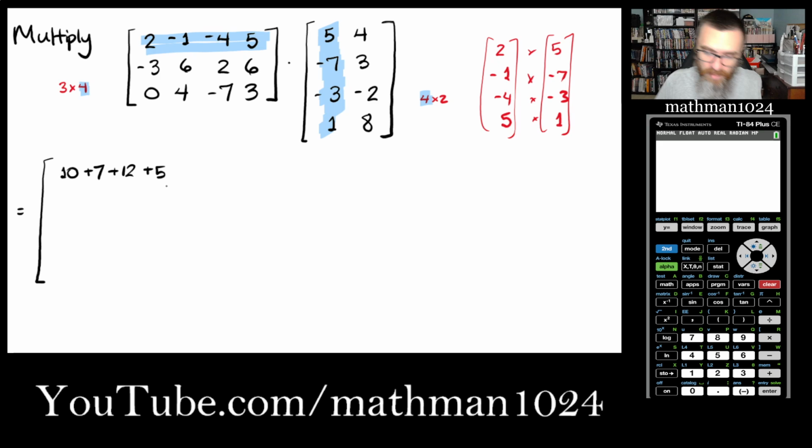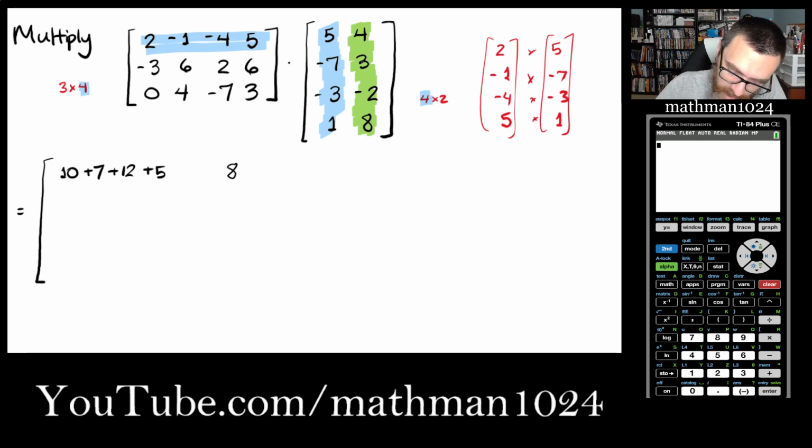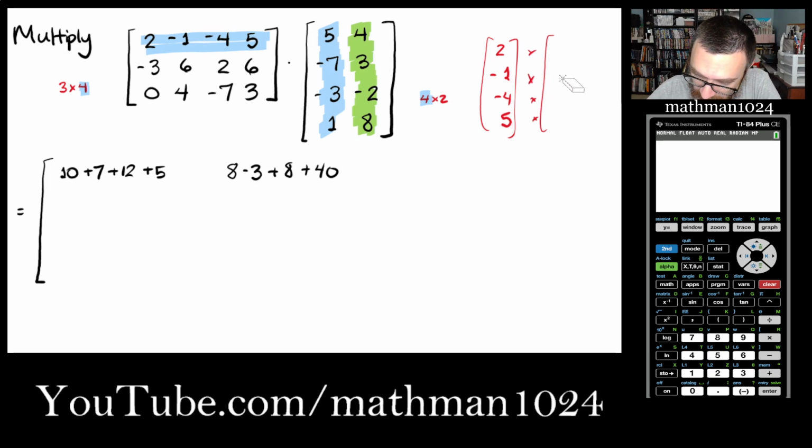The next one is whenever I take that top row and multiply times everything in this second column. All right, so let's see if we can track that in our head. 2 times 4 is 8. -1 times 3 is -3. -4 times -2 is plus 8. 5 times 8 is 40. What you could do is kind of what I did over here to the side: multiply it times the next column like this, and that's how I get all of those answers.